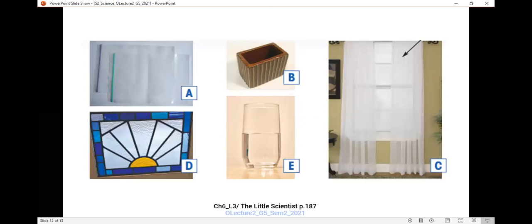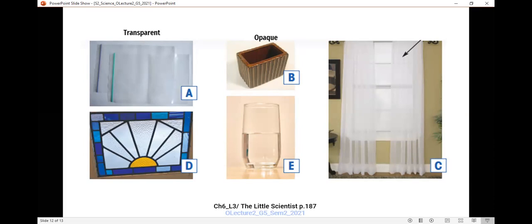A. Transparent, translucent, or opaque? Quickly. Transparent, because we can see through them clearly. B. Transparent, translucent, or opaque? Opaque. You cannot see through it. Imagine that if you are looking through it, you cannot.